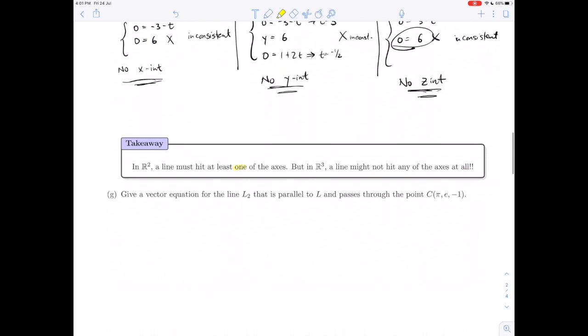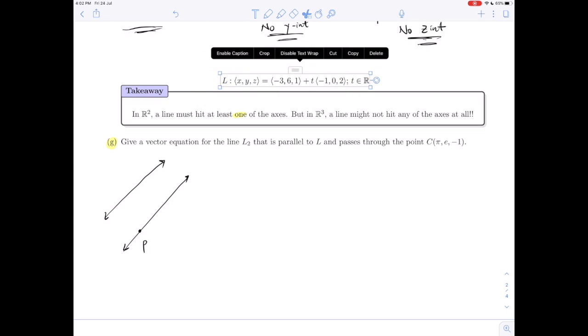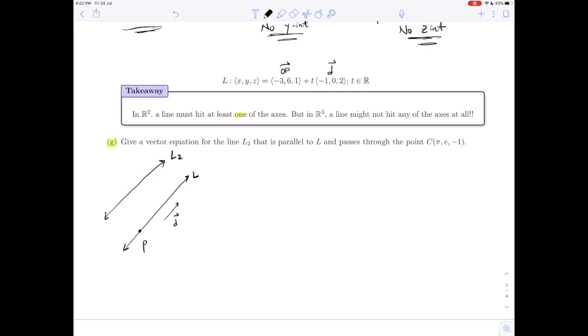Now, we have one last part to our example here. This is G. We're asked to give a vector equation for a line L2 that is parallel to L and passes through the point C. So let's do a little diagram here. We know our L. Here, let's have our equation of L brought back to us. This had OP here, so our point P. This is our direction vector D. This is our equation of L. We want another line L2. We want it to be parallel to L, but we want it to pass through the point C instead.